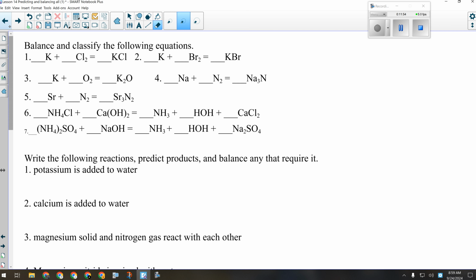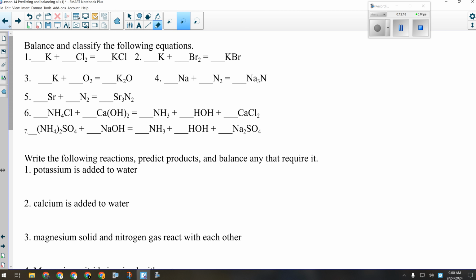All right, so this sheet is in your digital work or in your workbook. So if you have the workbook printed, this one is in there. The first 7 are balancing, and the first 5 are pretty straightforward. 6 and 7 I threw in there in case you started to get a little cocky and needed to get humbled a little bit. Those ones will be a little trickier to balance.